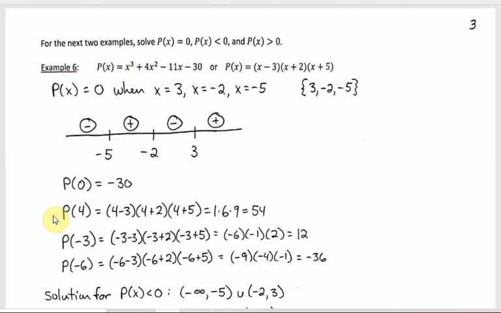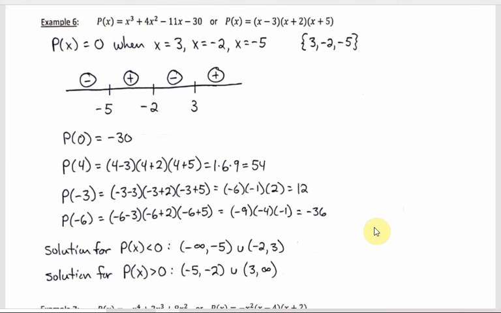And then for something less than negative 5, I picked negative 6. So then p of negative 6, negative 36, that's a negative number. So negative, positive, and then the solutions for p of x less than 0, it's where the two minuses are. So negative infinity to negative 5, and then negative 2 to 3. That's what I've got down here, the union of those two intervals. And they should be open intervals. You don't want to include the endpoints because at the endpoints, p of x equals 0.